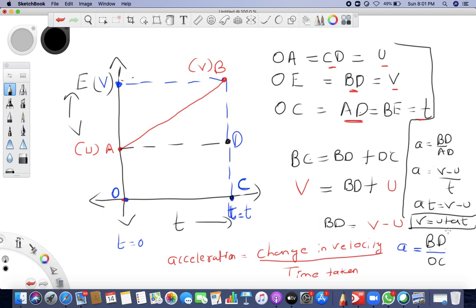So we get BD is equal to V minus U. Now we already know acceleration is change in velocity upon time taken. So A is equal to BD upon AD. Change in velocity means BD and change in time is AD. And A is equal to V minus U upon T, and finally we get V is equal to U plus AT. This is only the first equation of motion we have derived.